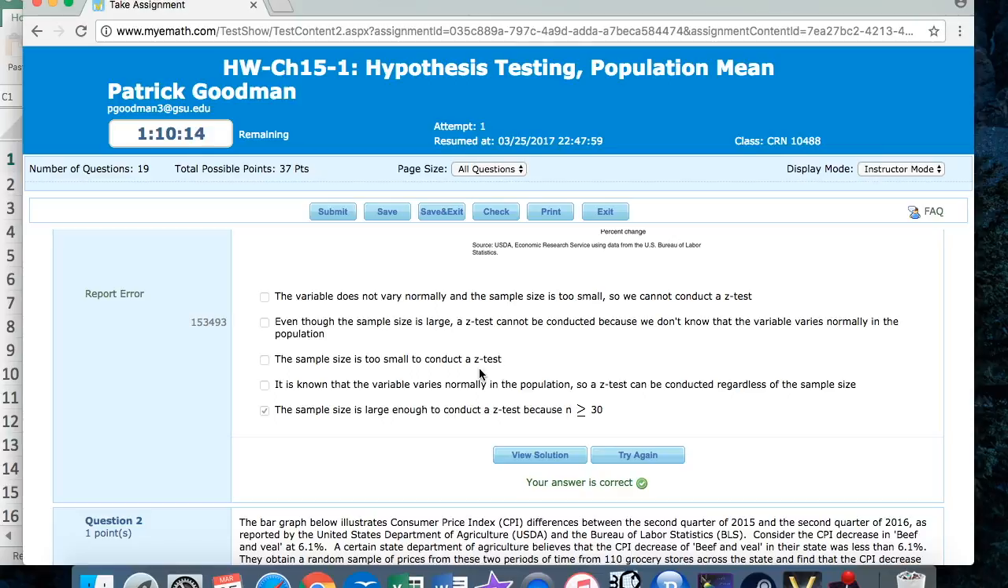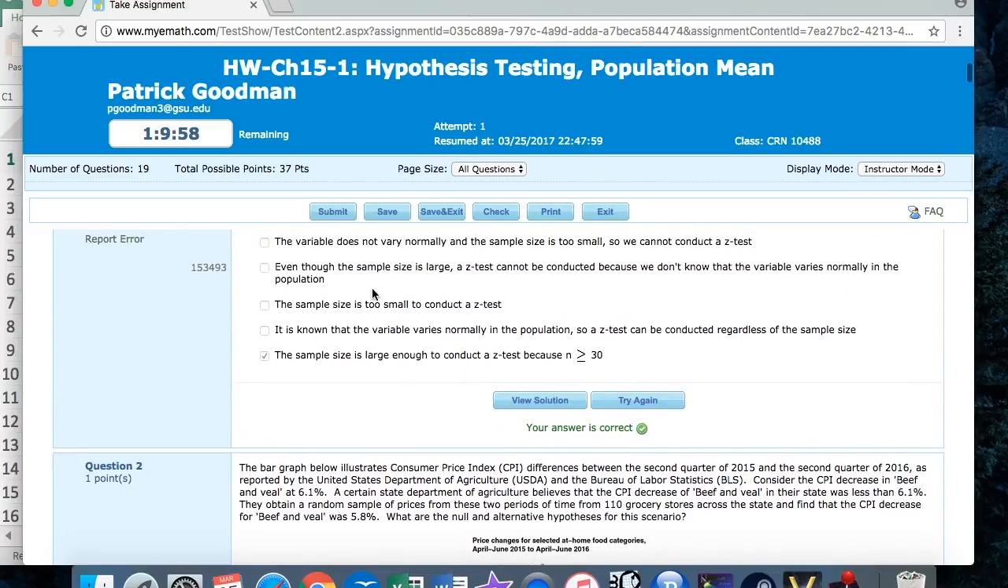So you hit yes. That option doesn't say anything about the population standard deviation. If it had included something about population standard deviation, that would be correct too, but it doesn't say anything. Just the sample size being large enough is the only correct statement out of all of those.